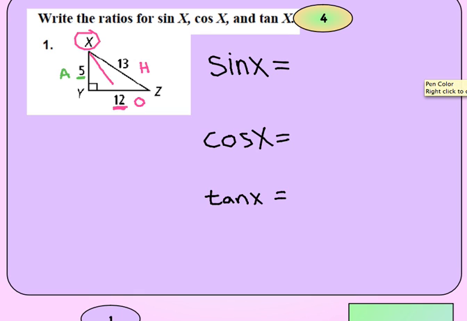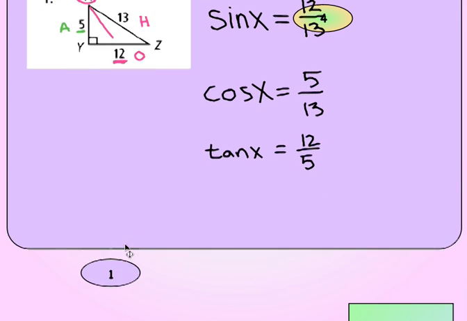So for sine of x, we know it's our opposite over hypotenuse, so this becomes 12 over 13. For the cosine, we know it's adjacent over hypotenuse, so it becomes 5 over 13. And for our tangent, we know that it's the opposite over adjacent, so it's going to be 12 over 5. And there are the 3 trig ratios that we're asked to find. Okay? So just keep in mind SOHCAHTOA, and we'll be able to build those ratios.